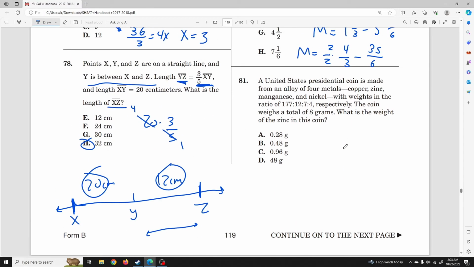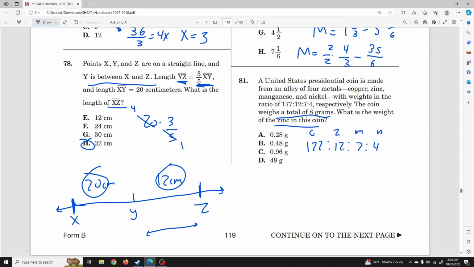81. A United States presidential coin is made from an alloy of 4 metals, copper, zinc, manganese, and nickel, with weights in the ratios of 177, 12, 7, 4, respectively. The coin weighs a total weight of 8 grams. What is the total weight of zinc in the coin? So a similar thing to what we did before, right? Because everything is in one line. This is copper, this is zinc, this is manganese, and this is nickel, right?